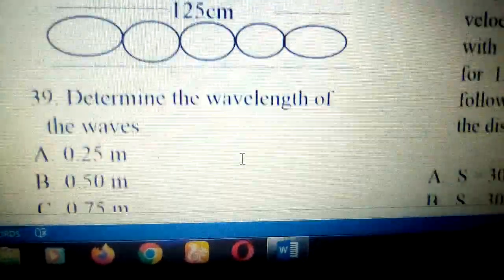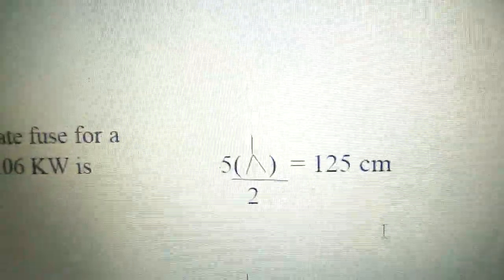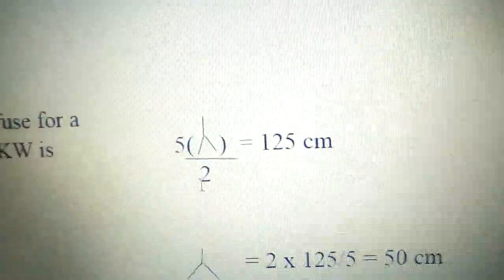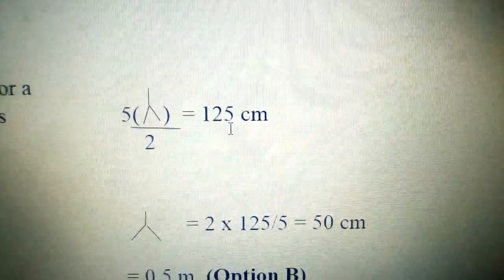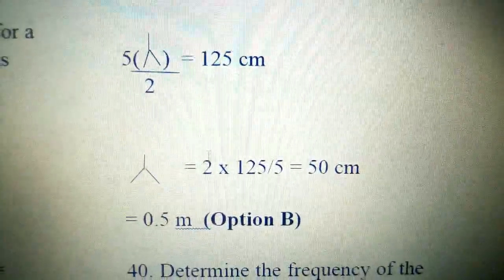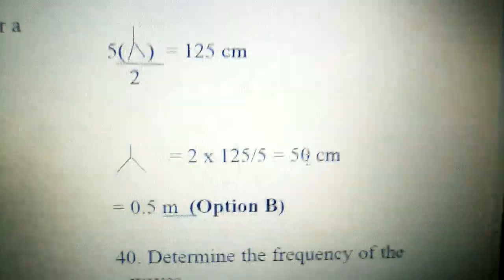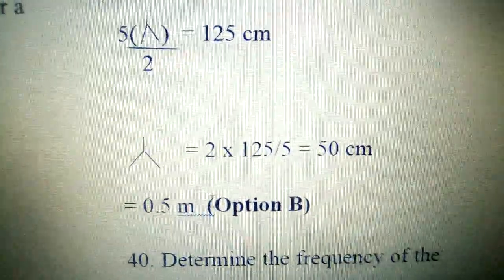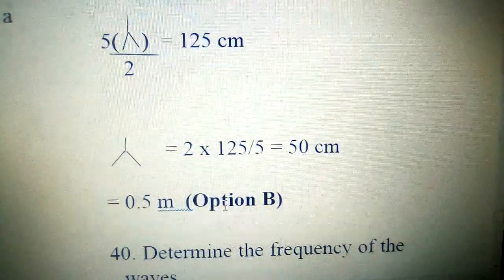That's as we counted before. There are 5 of them. So we say 5 lambda over 2, because the distance between one node and the other is lambda over 2. 5 lambda over 2 equals the full length of the string, which is 125 cm. We make lambda the subject. Lambda becomes 2 times 125 over 5, which gives us 50 cm. In SI units, divide by 100, that gives you 0.5 meters. Option B is the right answer.